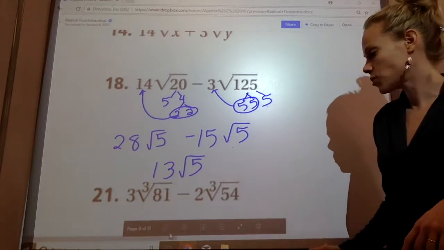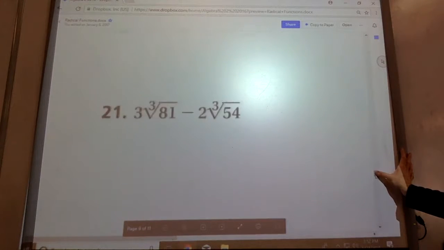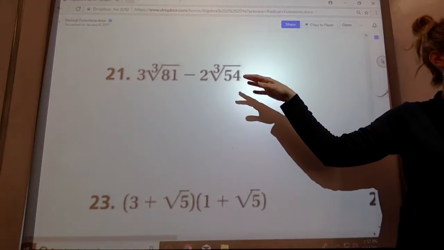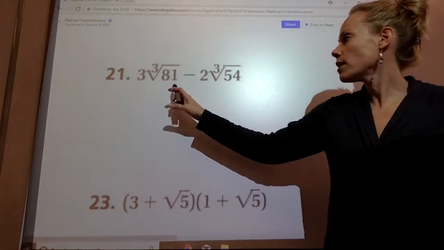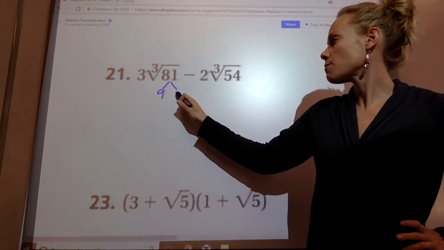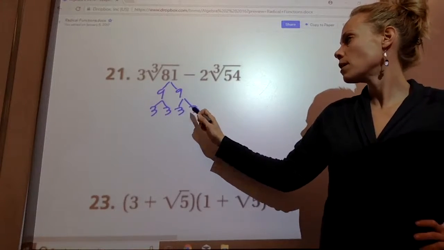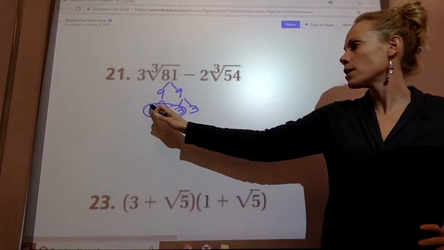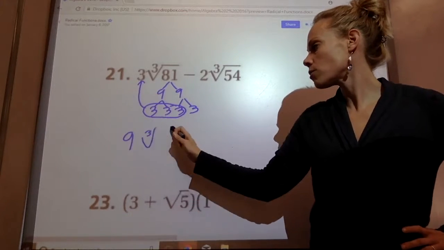Okay. Let's try some cube roots and fourth roots. Okay. So cube root, the only thing different with cube roots is instead of 2 of something, I now need 3 of something. So 81, let's break that down. 9 times 9. And each 9 is 3 and 3. So I need 3 3's, which I do. 3 3's, I can take 1 out. That joins that 3. So 9 cube root 3.